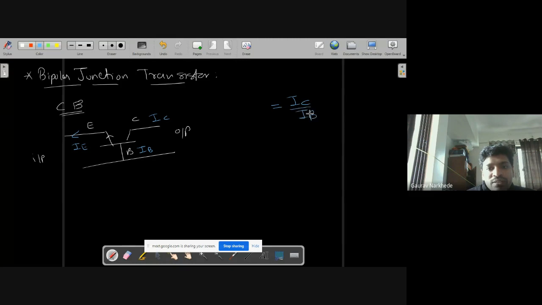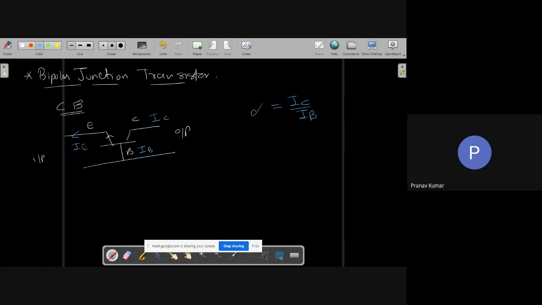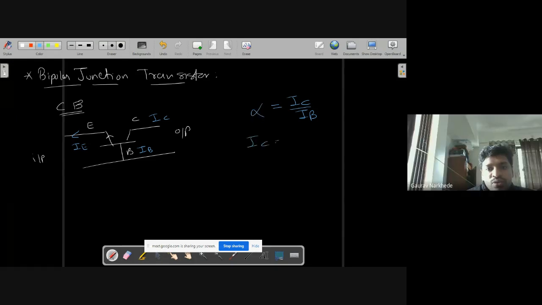But which symbol did we denote it with? Alpha, right? So IC is equal to alpha times IE, correct? Okay, so alpha times IE, right? So this was one equation, and then in common emitter configuration we have also seen beta, right?